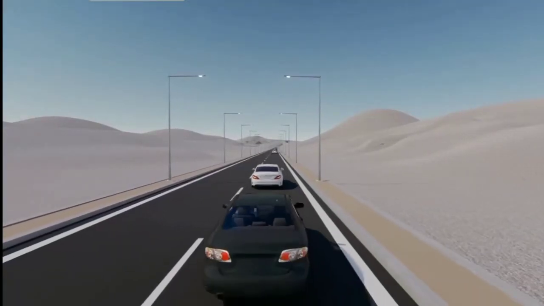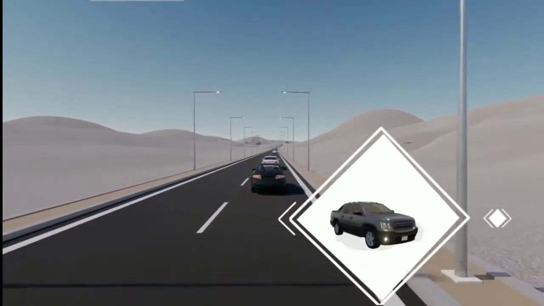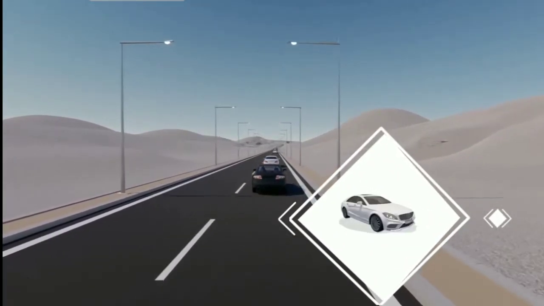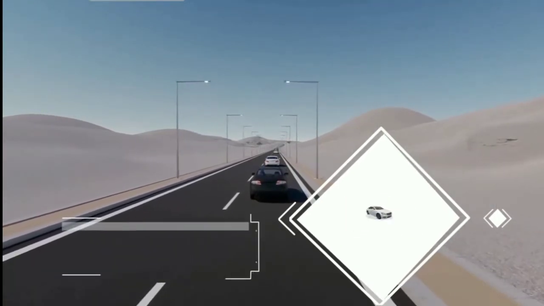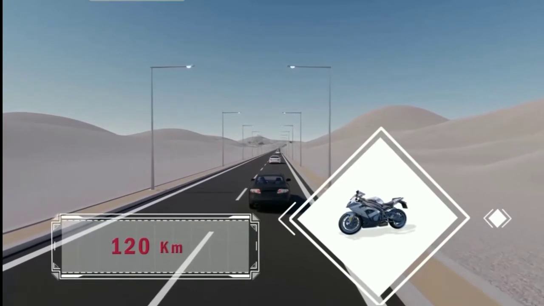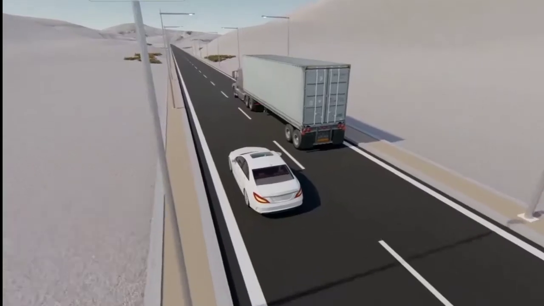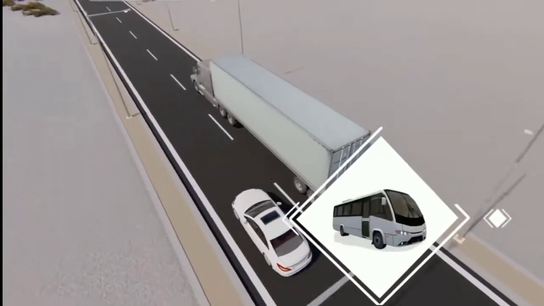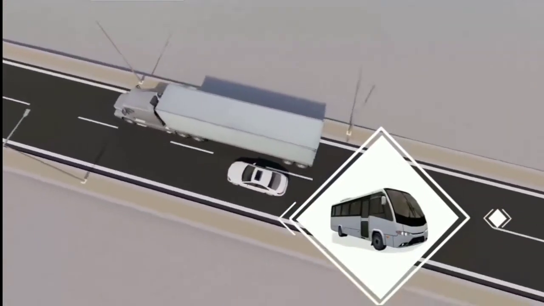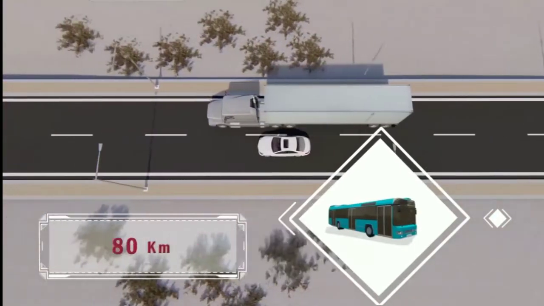External roads. The maximum speed limit for passenger cars, taxis, rent cars, tourist cars, and motorcycles on external roads is 120 km per hour. The maximum speed limit for other motor vehicles on external roads is 80 km per hour.